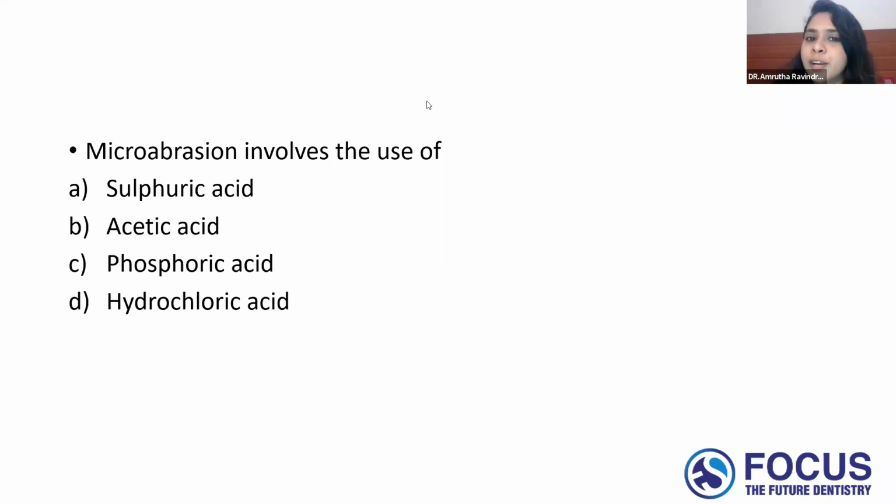What is the percentage of hydrochloric acid? Not the modified one, the before one. Very good. Yes, it was 18%. Initially, what Croll introduced was 18% with pumice. Now what is the modification done? Very good. It is 11% with, what is the abrasive used?